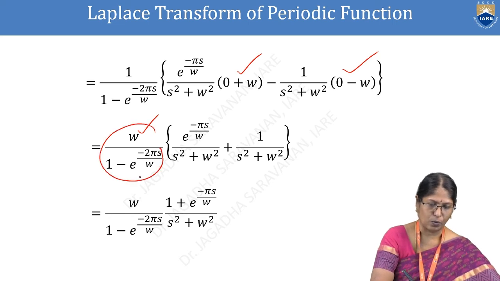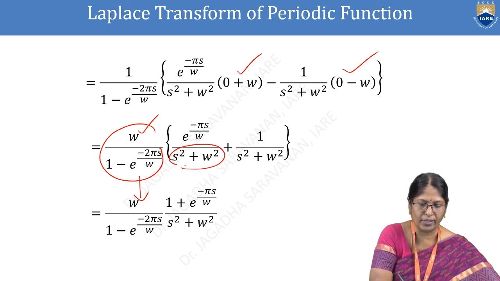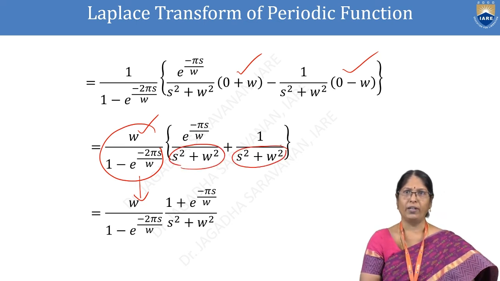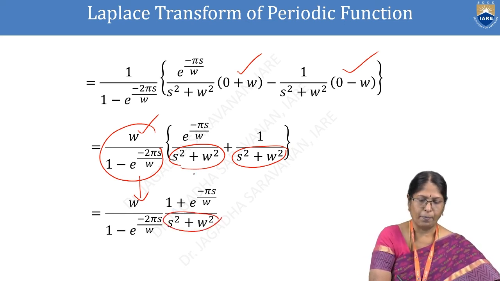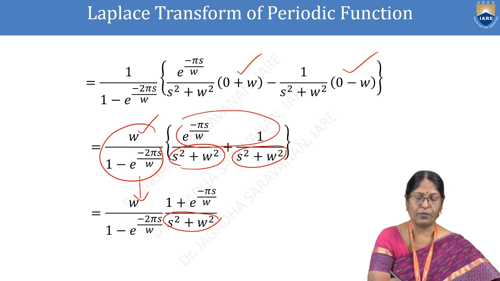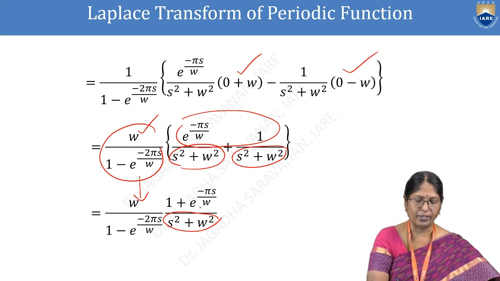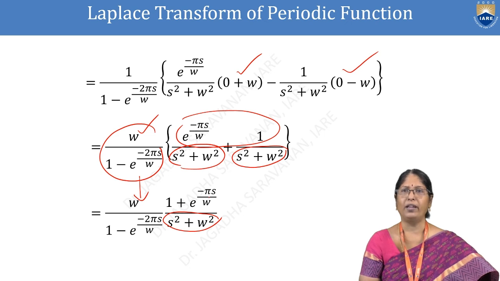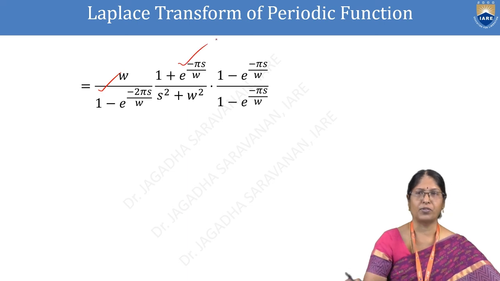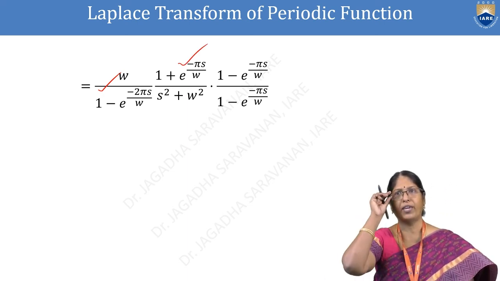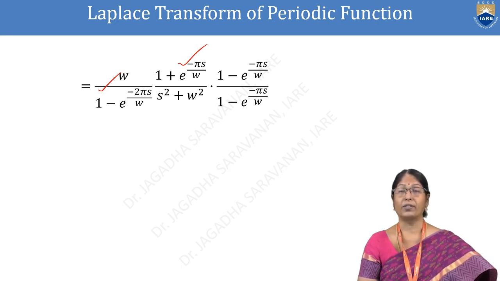This part is written as it is, and if you notice, the denominators are common, so put together we have written it as the LCM. So 1 plus, the denominator put together we wrote under the sum, that is the addition symbol. So 1 plus e power minus pi s by w. Now this part is written as it is. This is only for simplification purposes.